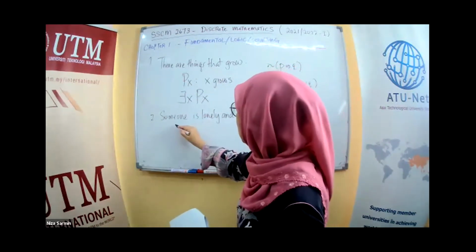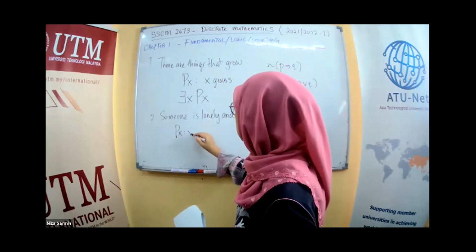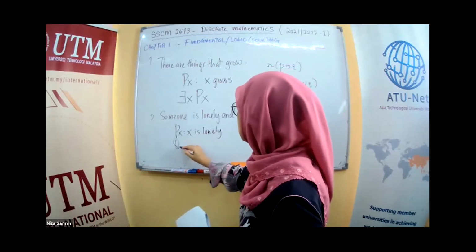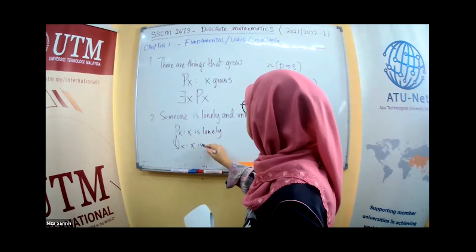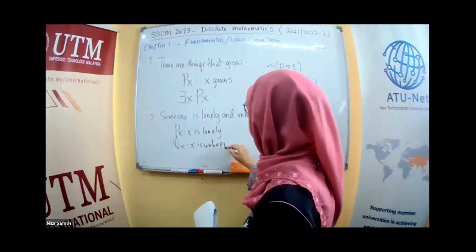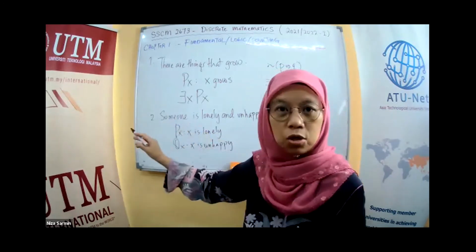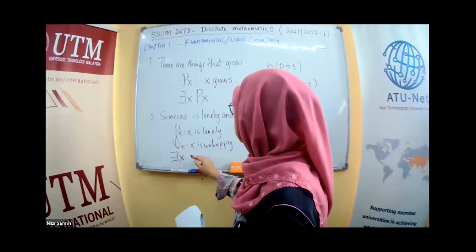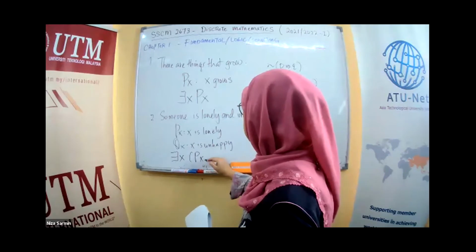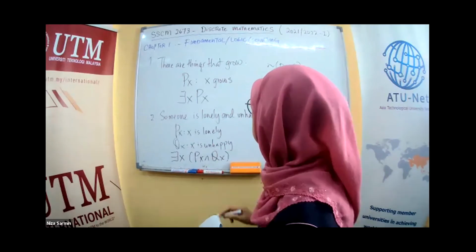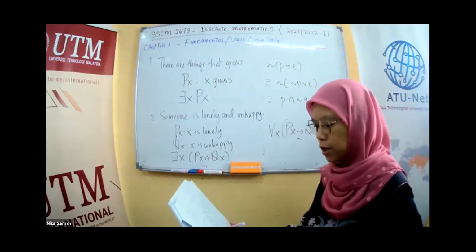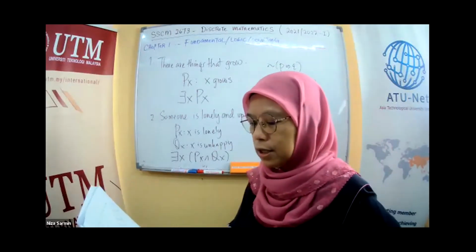So you have Px, x is lonely. Qx, x is unhappy. And that is someone, it's not everyone. So there exists x, Px and Qx. Someone is lonely and unhappy. Okay, so you can read through the rest.